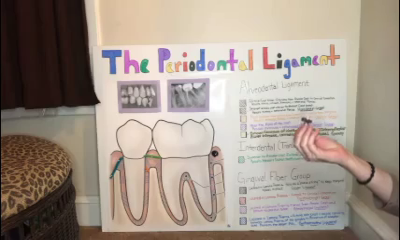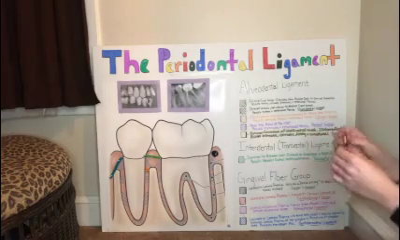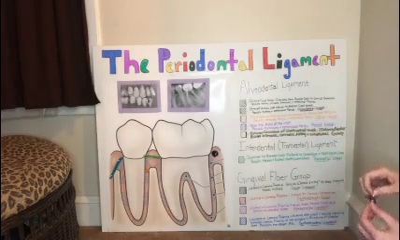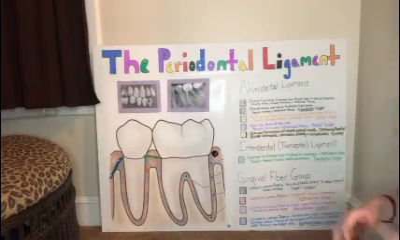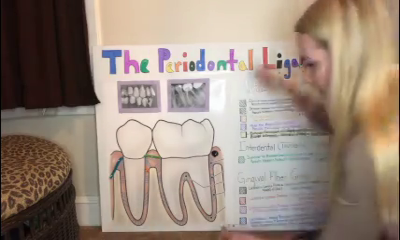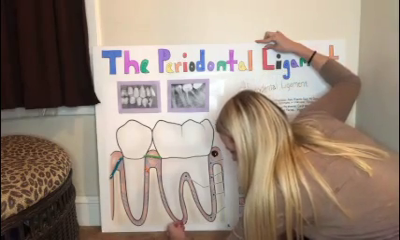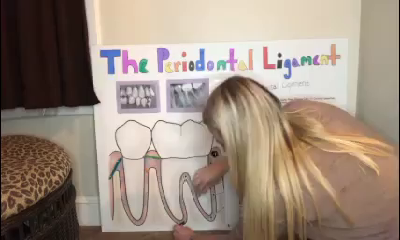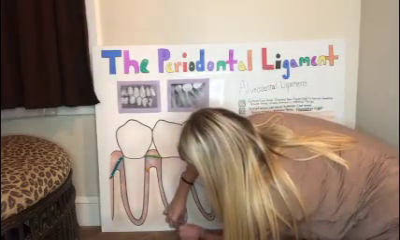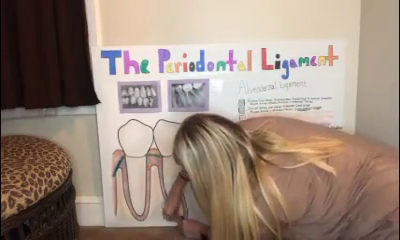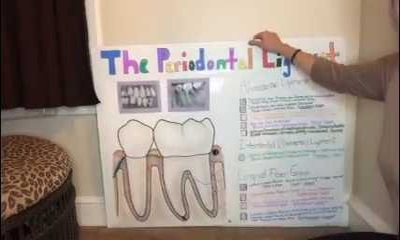Next we have purple. This is near the apex of the root. It resists extrusive and rotational forces. This is the apical group. Again, it's right where it says it's located, by the apex. So we put this guy down here. Kind of hard to push in together.